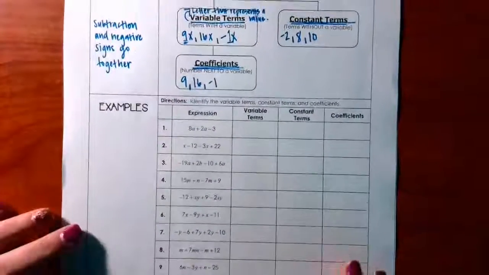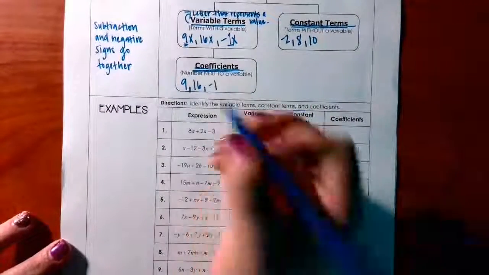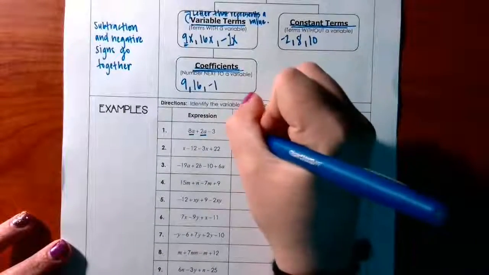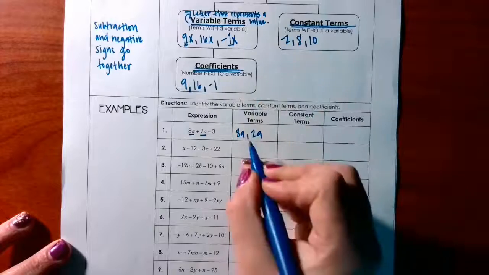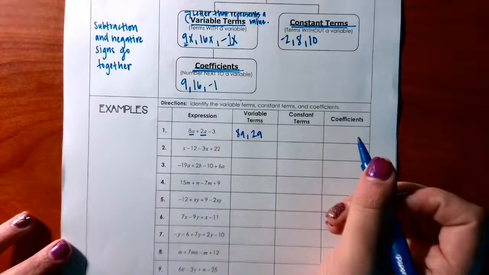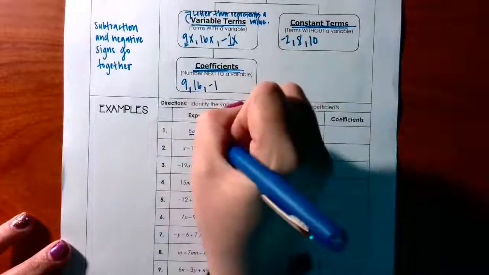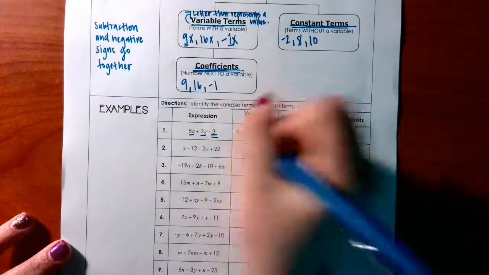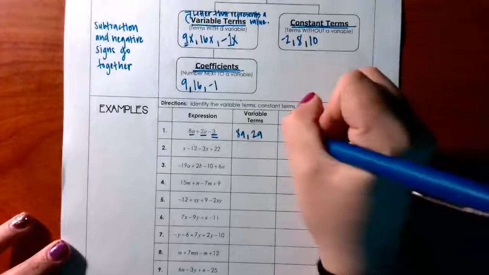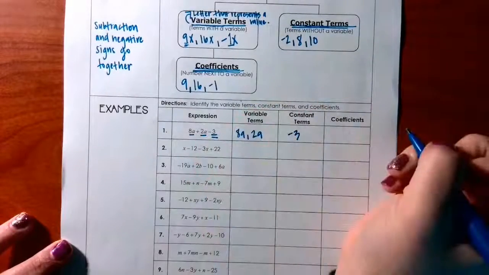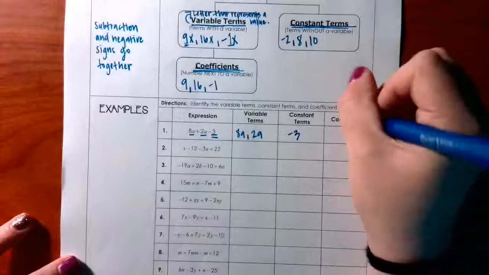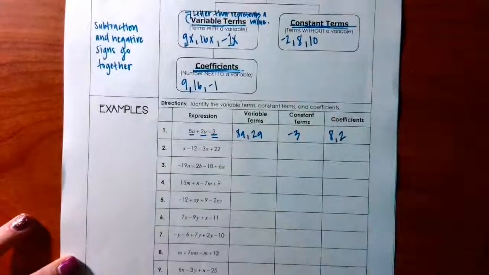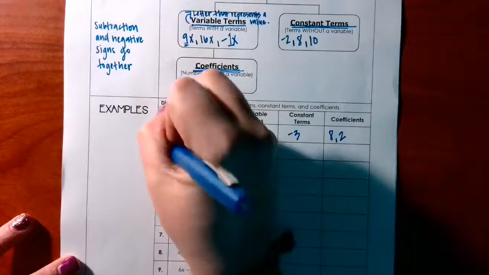So let's look at number 1. The variable terms, I'm going to underline once. My variable terms are 8a and 2a. Make sure that your answers are separated by a comma. Constant terms are, remember, go back to the definition, terms without a variable. I underlined those twice, so it's going to be negative 3. Remember that subtraction goes with it. And my coefficients, or the numbers next to variables, are 8 and 2. Okay, circle number 2. Move on to number 3.